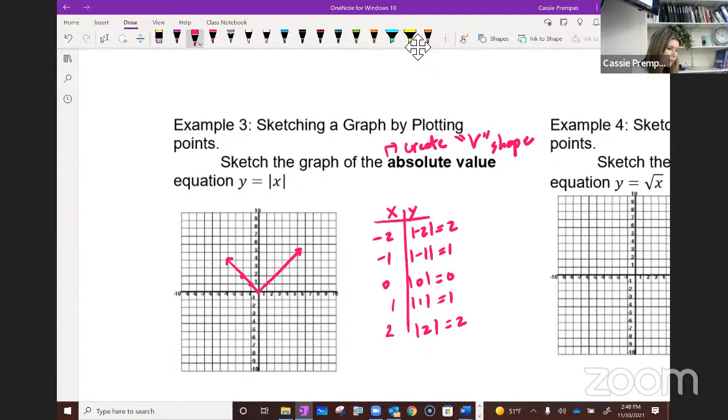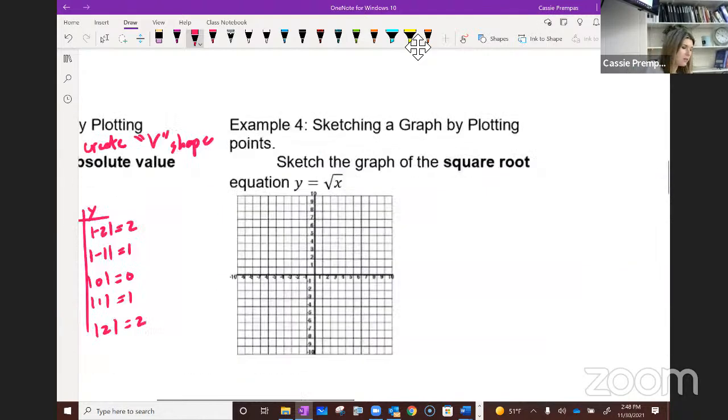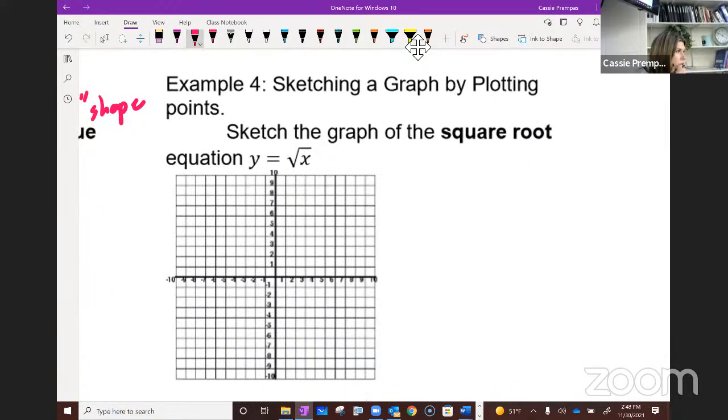Okay, last graph we look at today is the square root. Y equals the square root of X. So in the same way that we did before, create the table. And I told you that these points were pretty good for today: -2, -1, 0, 1, and 2. Let's take a look at how they work with this equation.